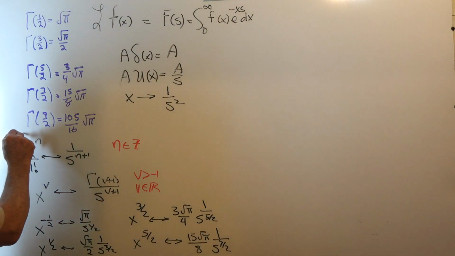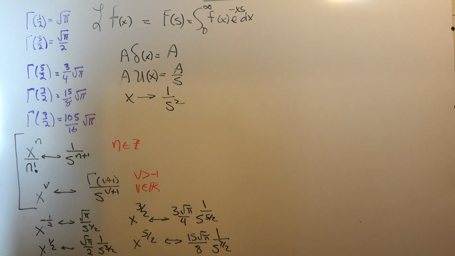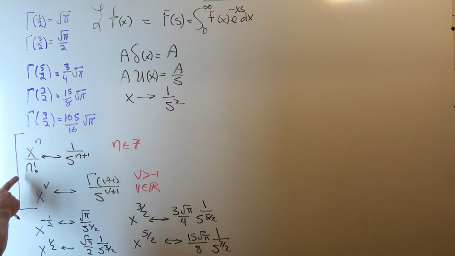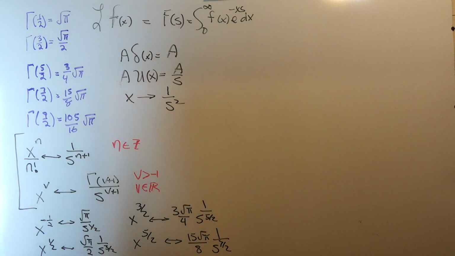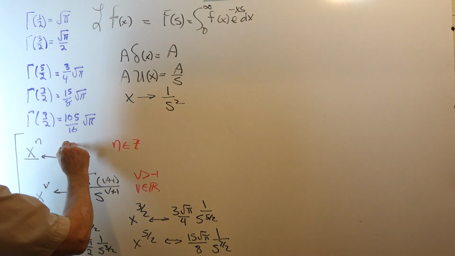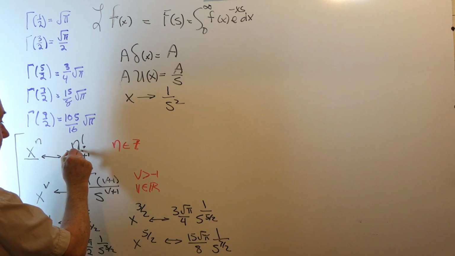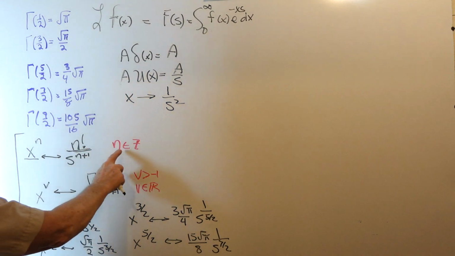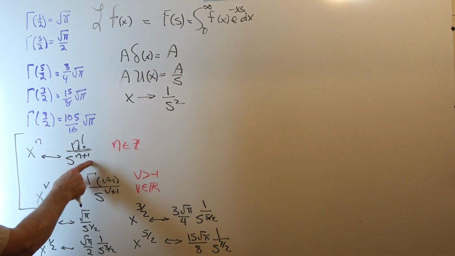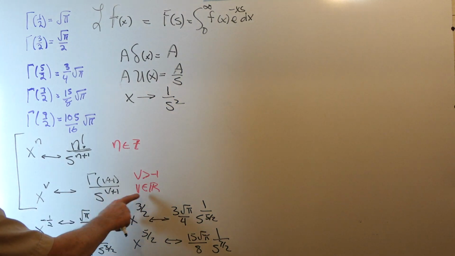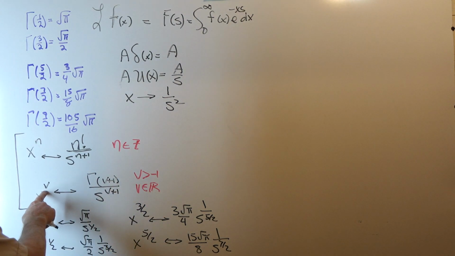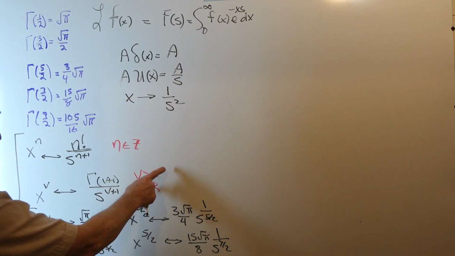And here are two general formulas of Laplace transforms that we'll use. If in the x domain we have x to the n, then it becomes n factorial over s to the n plus 1, where n is an integer. So if x is raised to an integral power, this is its Laplace transform. And if x is raised to a real, non-integer power, the v has to be greater than -1. This is a restriction.